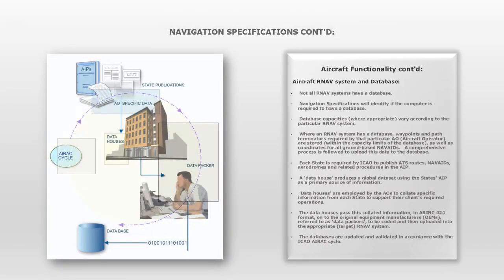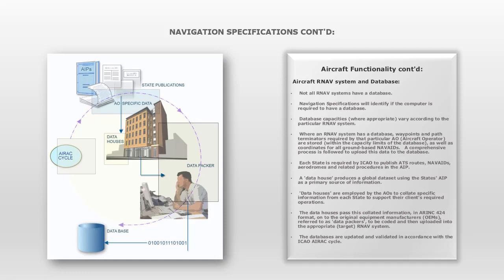Aircraft functionality. Content, aircraft RNAV system and database. Not all RNAV systems have a database. Navigation specifications will identify if the computer is required to have a database. Database capacities, where appropriate, vary according to the particular RNAV system.